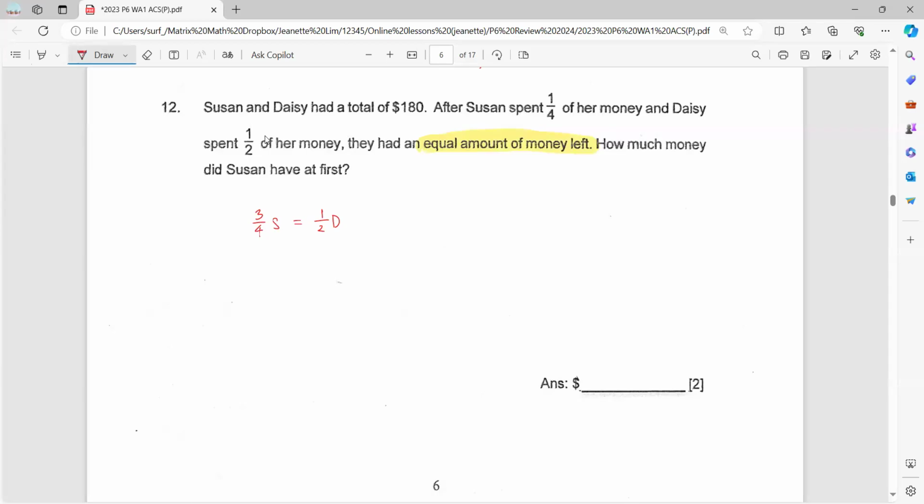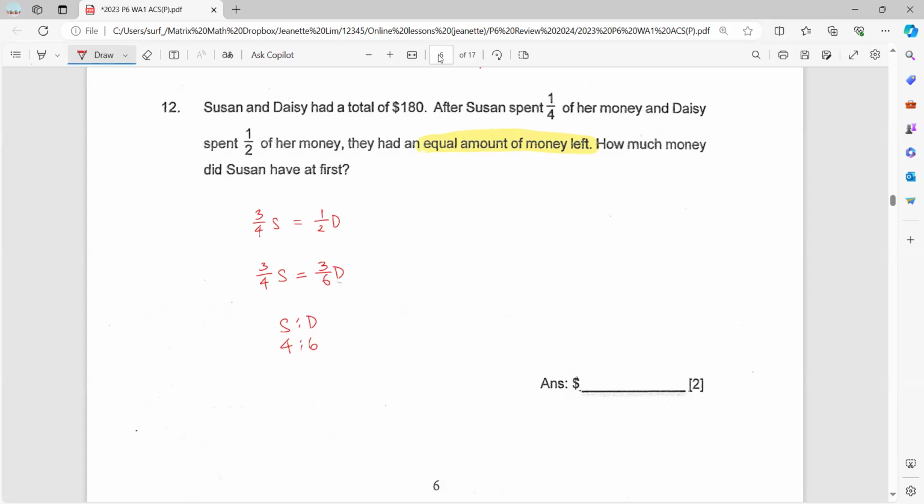In equivalent proportion, this is like saying 3 units of Susan is equal to 1 unit of Daisy. We want to make the numerator the same. So for the numerator, I'll change it to a common multiple, which is 3. So 3 over 4 of Susan is equal to 3 over 6 of Daisy. Now I can say 3 units of Susan is actually equal to 3 units of Daisy. Then I can compare them. The denominator will give us the ratio of what they have at first.